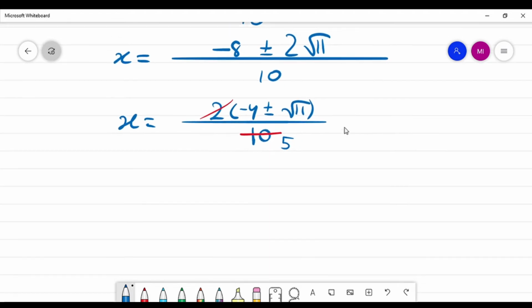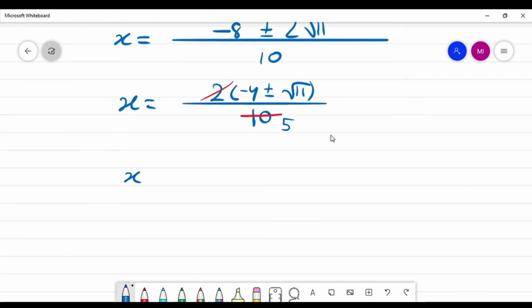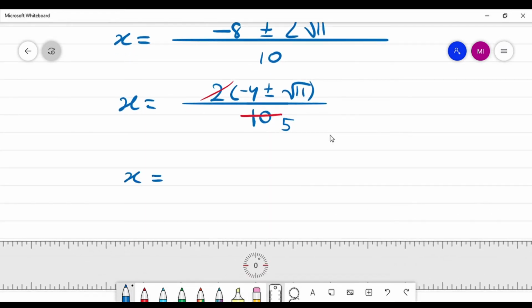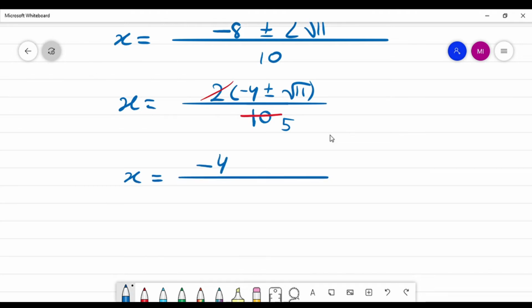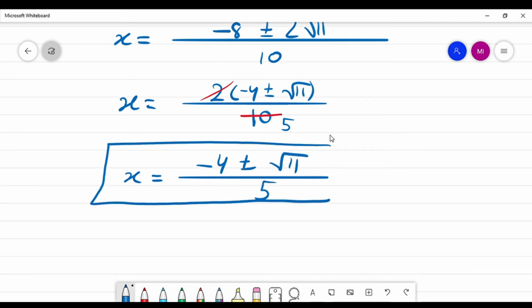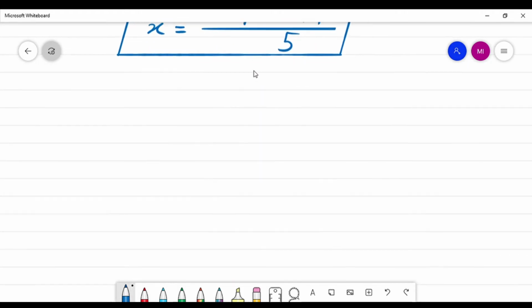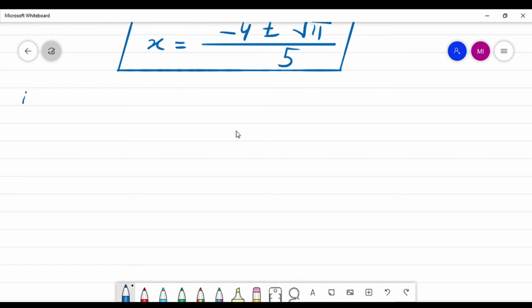So x is equal to negative 4 plus minus under root of 11 divided by 5. There you go. And that's part 2. Next up is part 3.